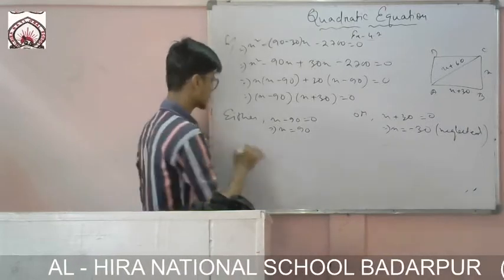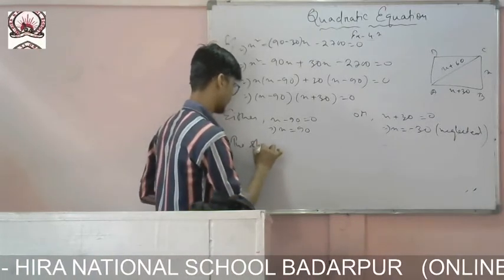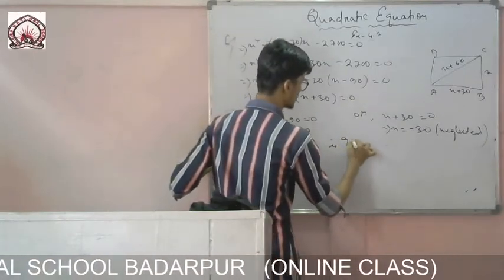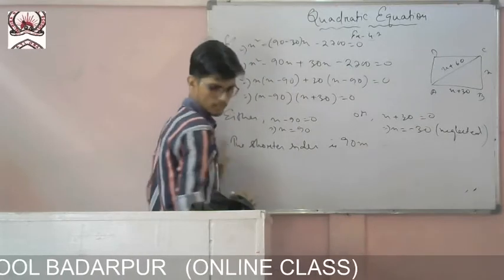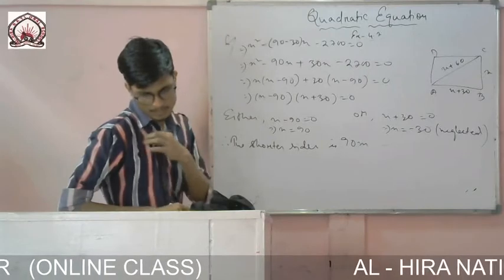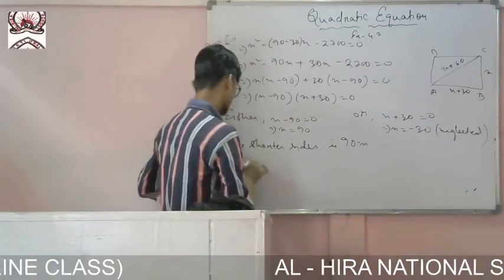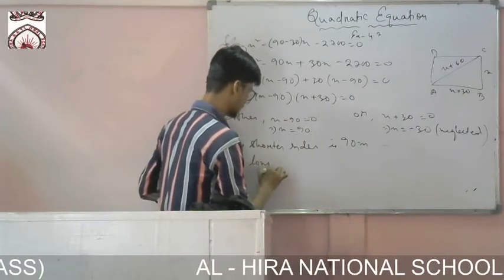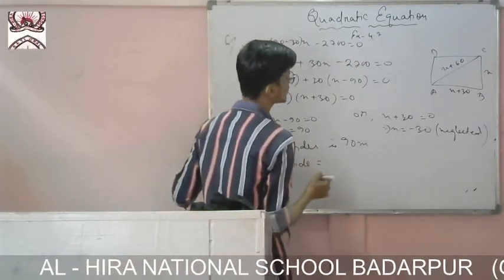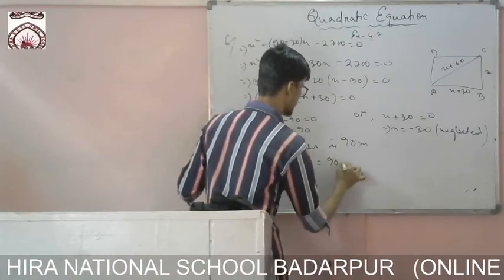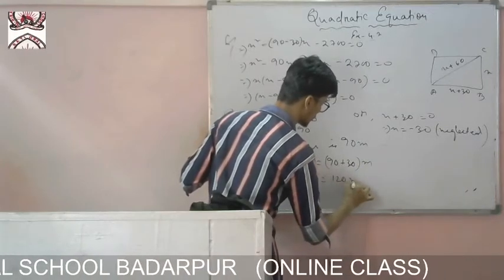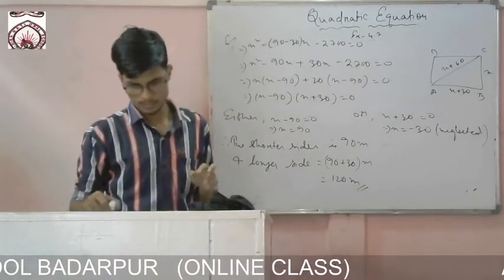So therefore the shorter side is 90 meter. Then the question is to find the sides of the field. The longer side, and the diagonal, no need to find. What is the formula for the longer side? It is x plus 30. That means 90 plus 30 meter, that means 120 meter. So it is 120 meter.